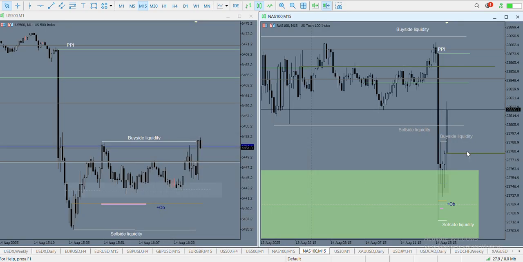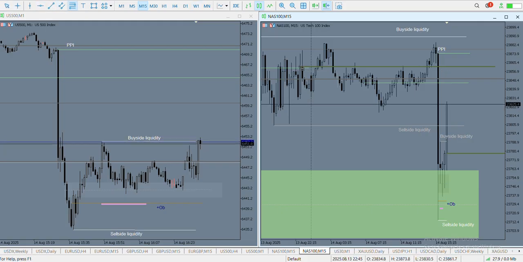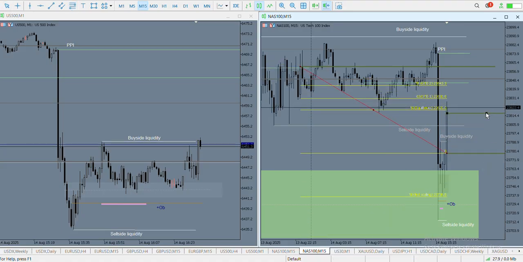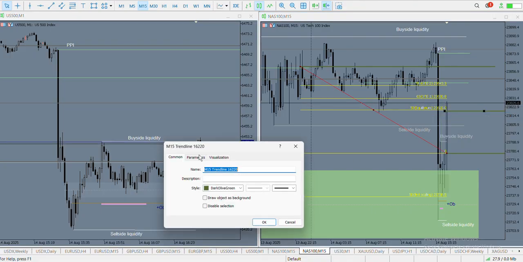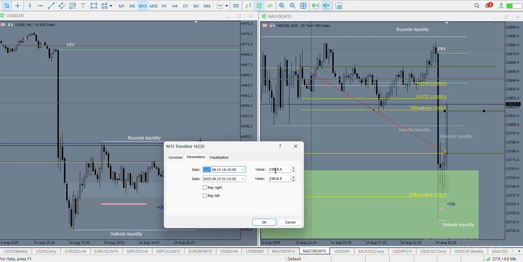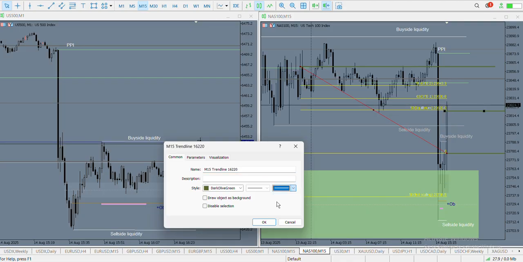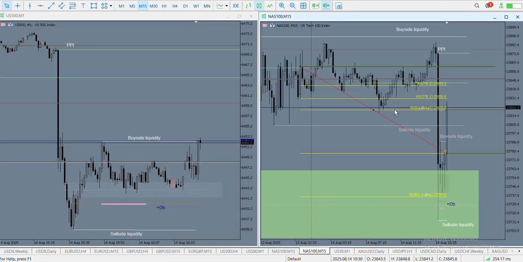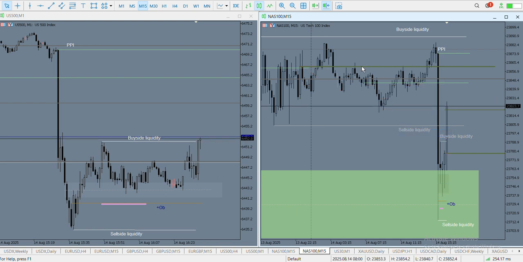So I want to annotate also the midpoint, the consequent encroachment, that is 23,820 even. And that is a lighter shade. So there we go. I want to go to a much lower time frame.